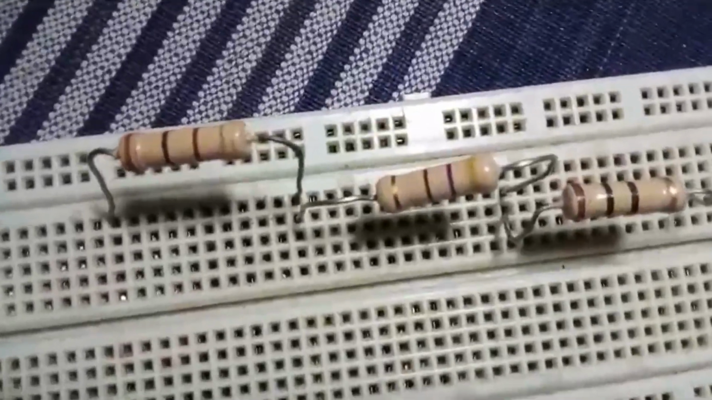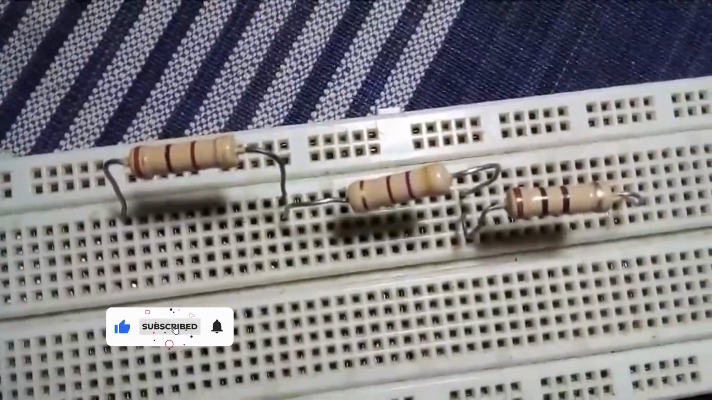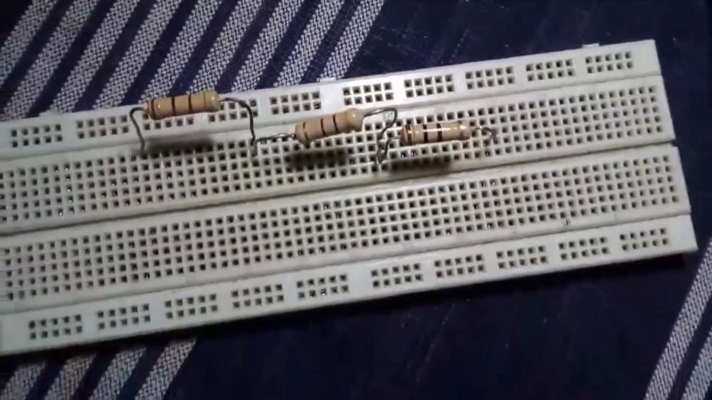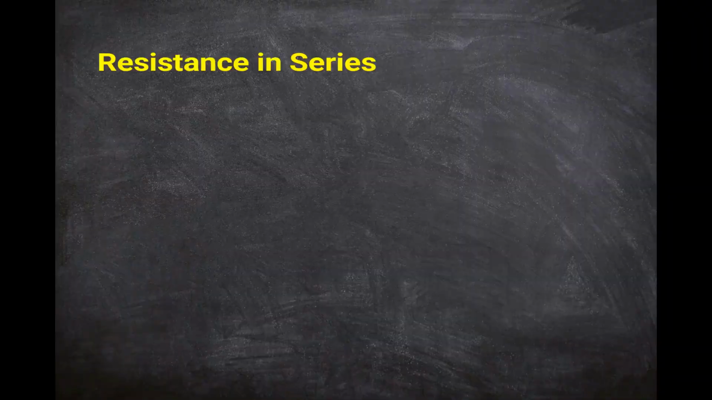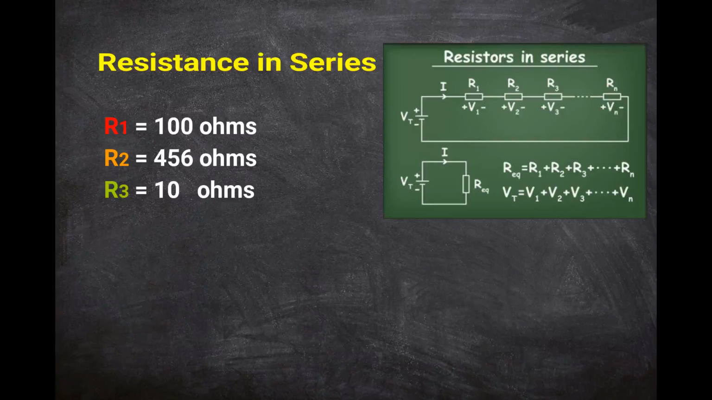Let's start with resistors in series. Here's what you do. Use your multimeter to measure the resistance across each resistor. Add up the individual resistances to get the total resistance in series.